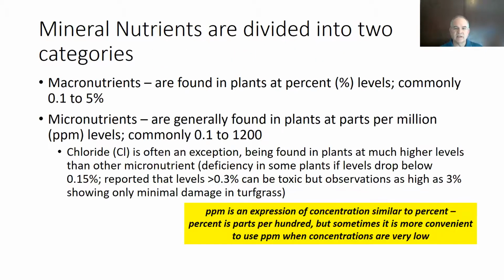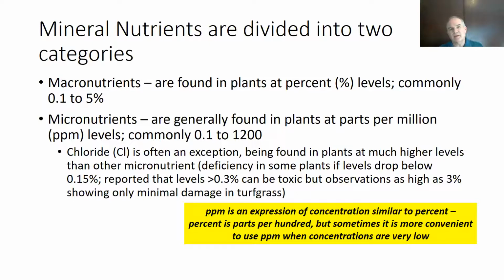We talk about these in a couple of different categories. We talk about macronutrients and micronutrients. Macronutrients can be thought of in terms of concentration percent levels, going from about 0.1% up to about 5%, sometimes higher. Like potato petioles can be 11% potassium, for example. But in general, they're kind of in that less than 5% range is where their concentrations lie. The micronutrients, we talk about them in parts per million.